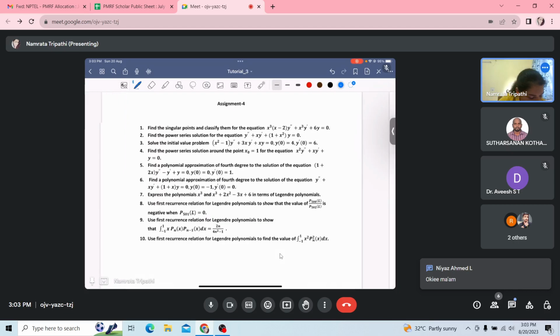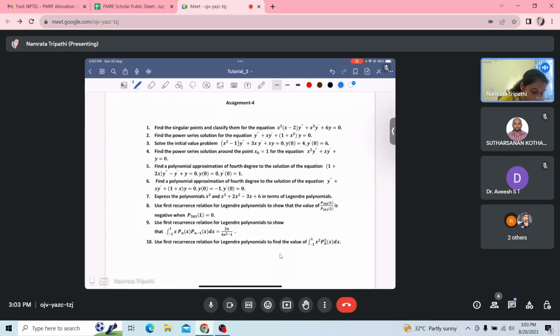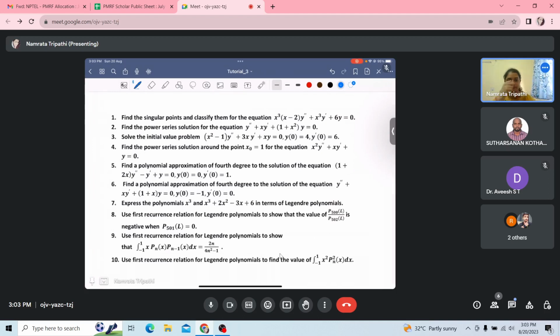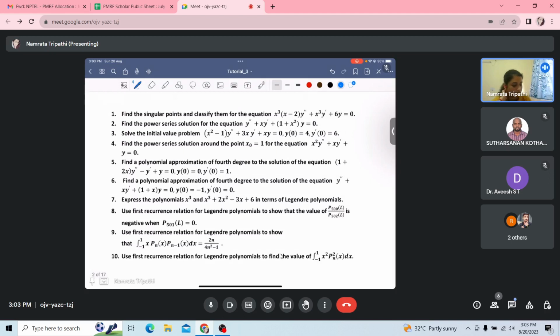So these are the questions which we will discuss in this session. Please try to solve question number 1. Find the singular points and classify them for the equation. Please try to solve and tell me the answer. What is a singular point? How to classify? Please tell me.